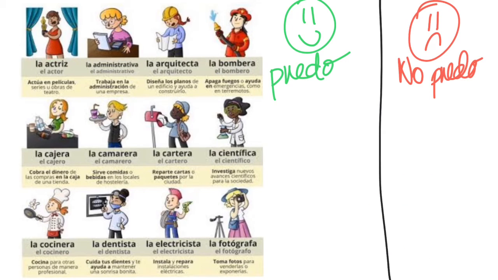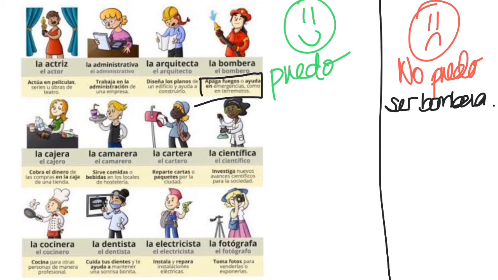So now that I've gone through and I've read a little bit more about the activities, for example, if I look at the bombero, the firefighter, before I focus on the verb apagar fuegos, to put out fires, there's more information here. It also says ayuda en emergencias. I know ayudar is to help in emergencies, como terremotos, like earthquakes. I definitely don't know how to do those things either. So I'm going to go ahead and put no puedo ser bombera.